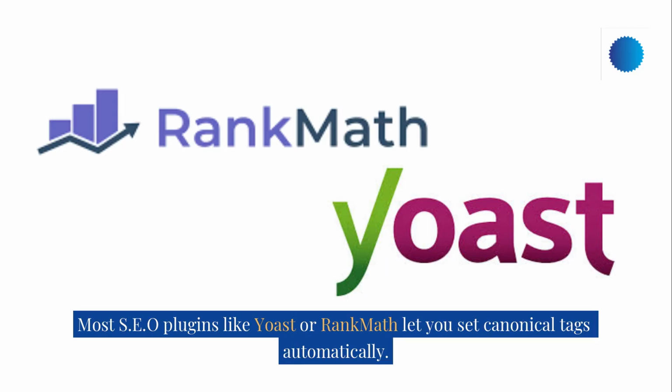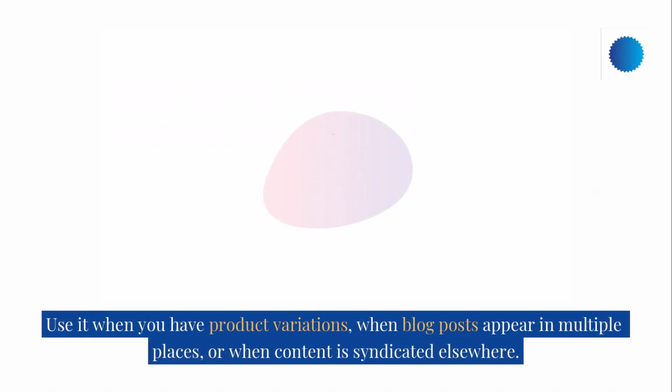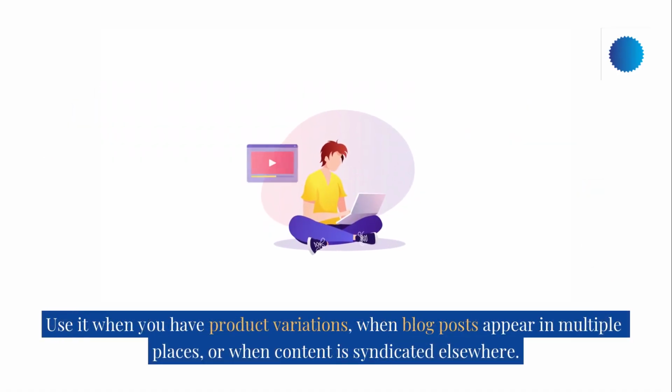Most SEO plugins like Yoast or Rank Math let you set canonical tags automatically. Use it when you have product variations, when blog posts appear in multiple places, or when content is syndicated elsewhere.